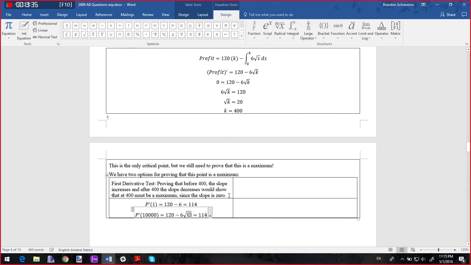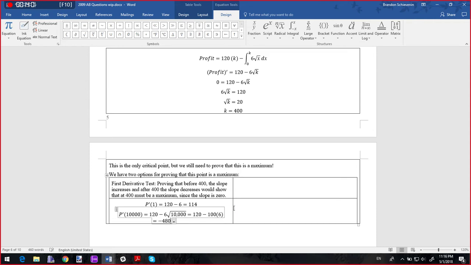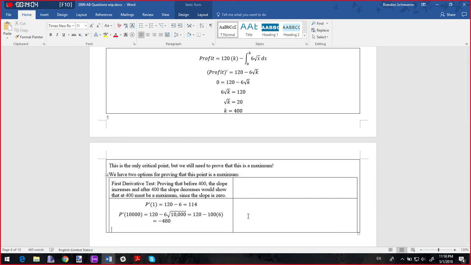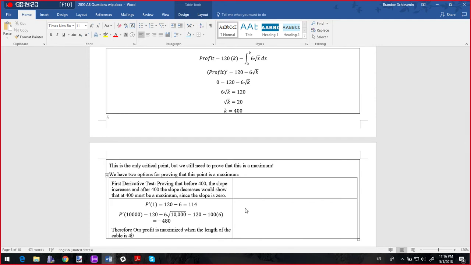So I was just looking to pick a number bigger than 400 there, but I thought 10,000 would be easier because the square root of 10,000 is 100. So this would be 120 minus 100 times 6, which is negative. So that's negative 480. Therefore, our profit is maximized when the length of the cable is 400 meters.